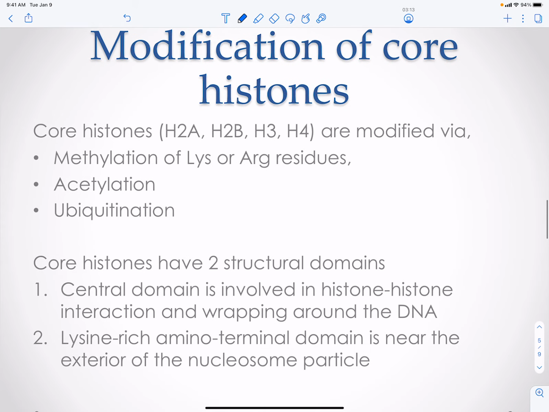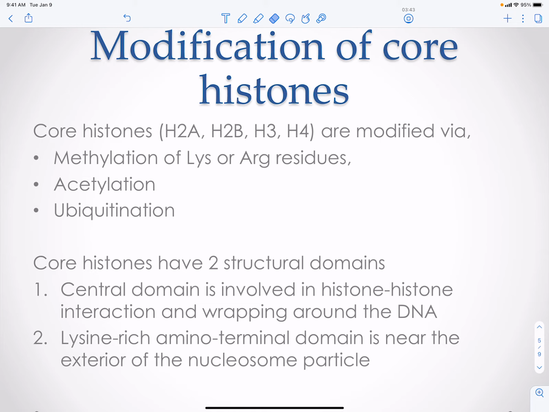So we do know we have a core of histones that are made up of histone proteins 2A, 2B, 3, and 4. All of these can be modified. They can be methylated on lysine or arginine residues, acetylated, ubiquitinated, and so oftentimes the modifications of histones occur when there is some sort of damage to the cell. So acetylation and ubiquitination are going to be when there is damage.